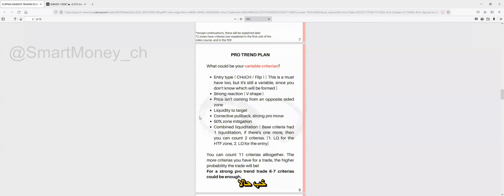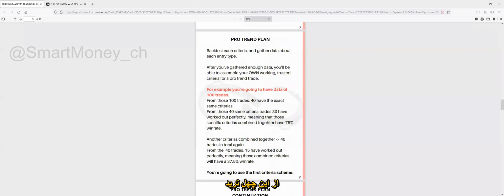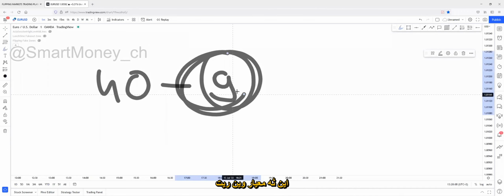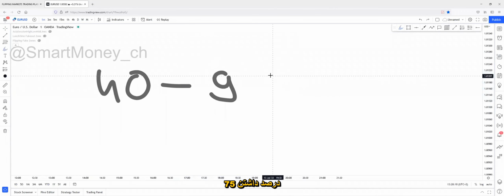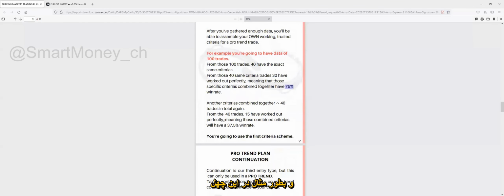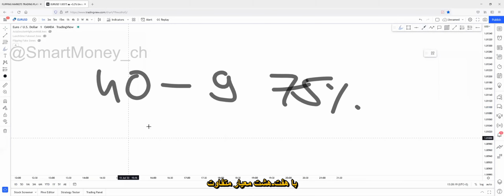From these 40 trades, 30 are going to hit your TP and work out perfectly, meaning you're going to have a 75% win rate on these 9 criteria. Then you're going to backtest another 40 trades, and for example, these other 40 trades have 8 or 7 different criteria.